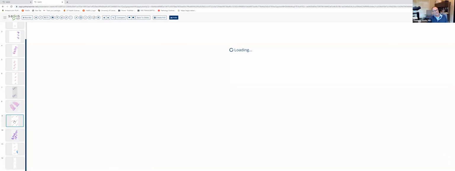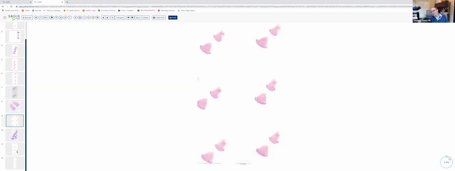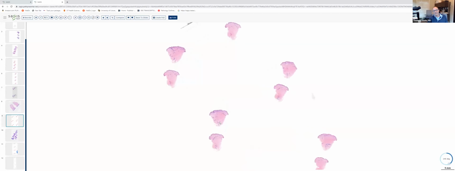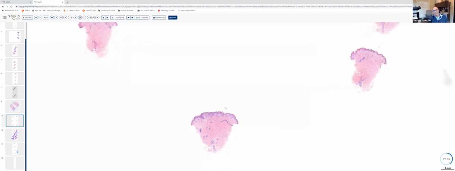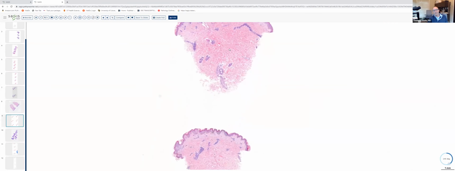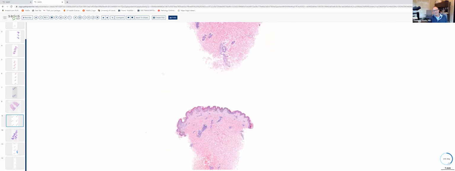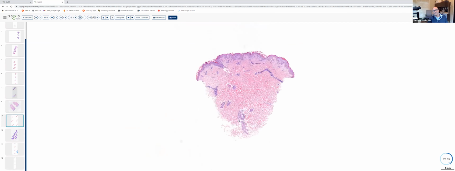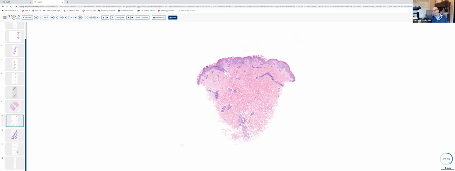Okay, let's go ahead and move on to slide number 9. This was another example of an interface dermatitis. We have a bisected punch biopsy here. This biopsy specimen was from the trunk, and one can see that we've got a superficial and deep perivascular infiltrate present in these sections in a vague wedge-shaped configuration.